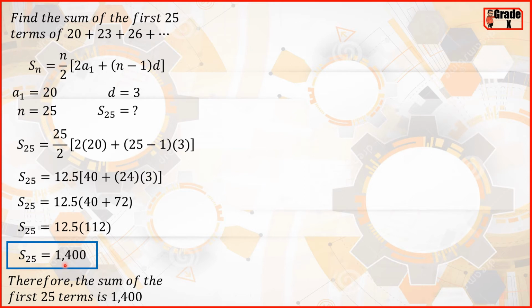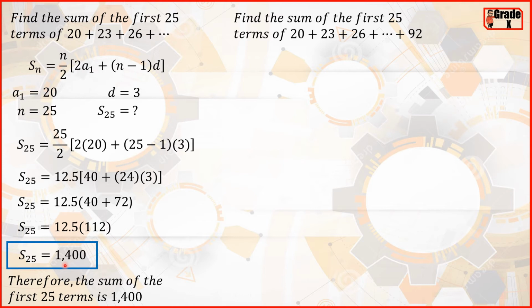Okay, let's have another example. Find the sum of the first 25 terms of 20 plus 23 plus 26 and so on up to 92. Kung mapapansin nyo rito, meron tayong value ng ating last term, which is 92. Okay, so identify na natin yung mga given values.